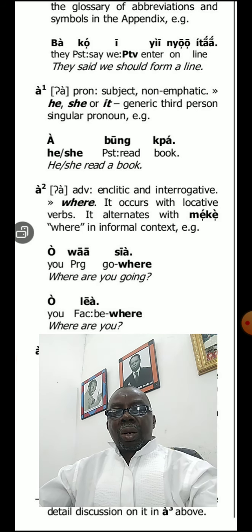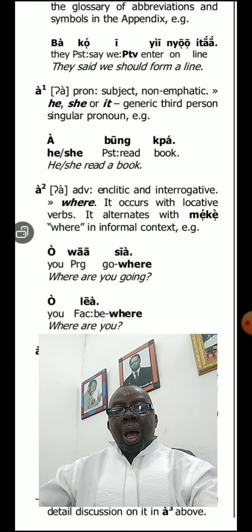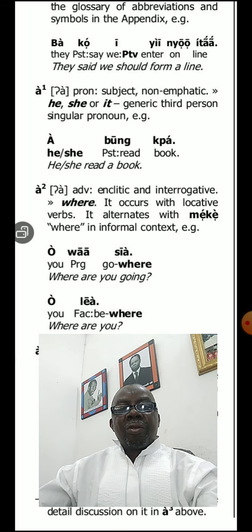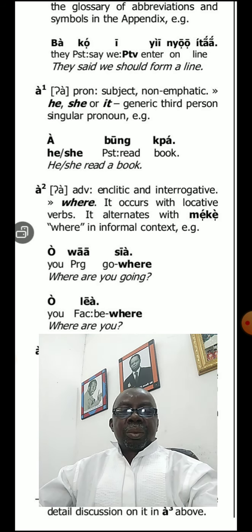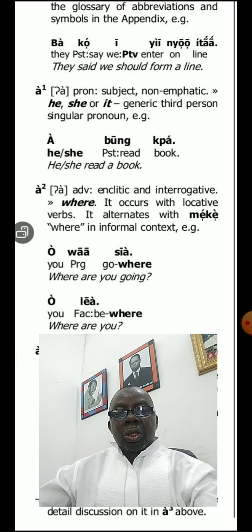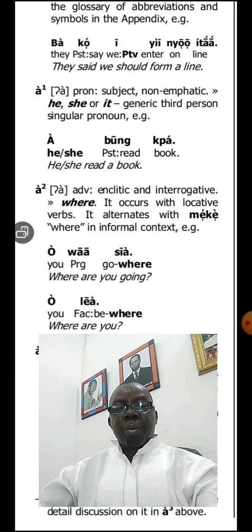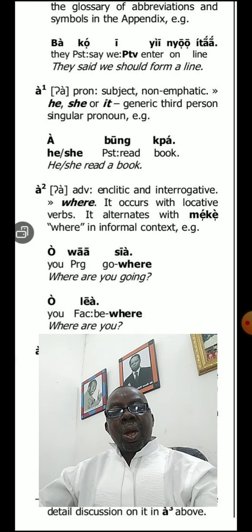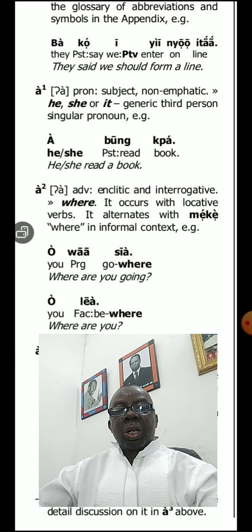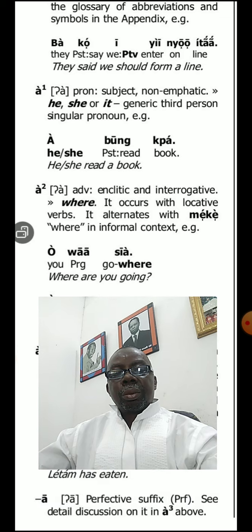So let us look at the one that we find in Kana. In this case, A means where. It is an enclitic, and it is an interrogative item, meaning where in Kana. Then look at the sentence there: "overseer," which means where are you going? You can also make such sentences as "olea," meaning where are you?